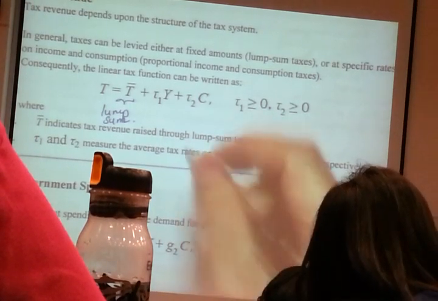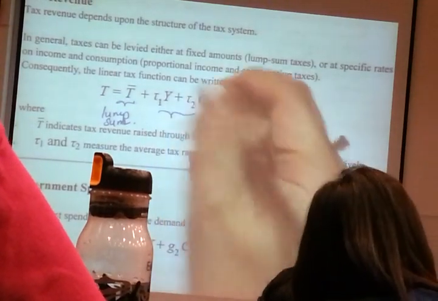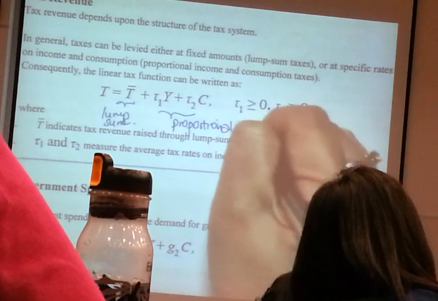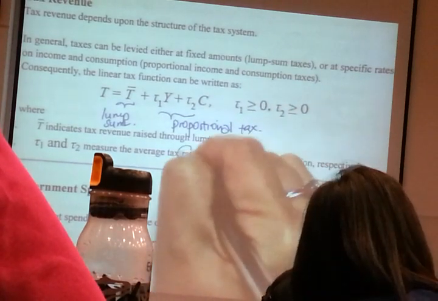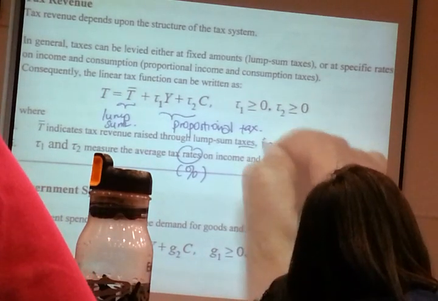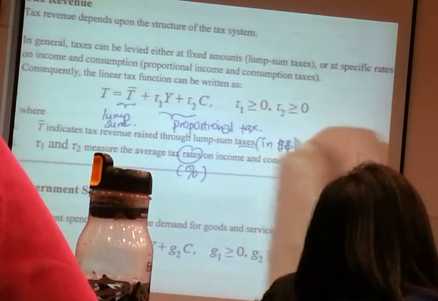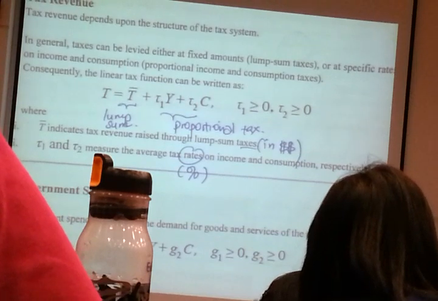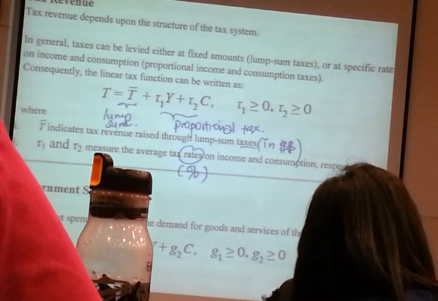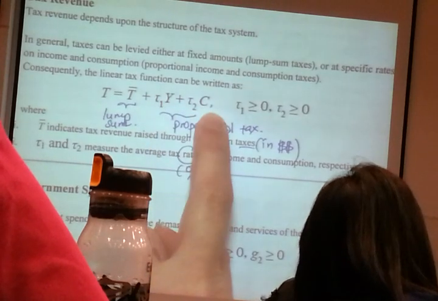Then the second type of tax, T1 and T2, is your proportional tax. And they are tax rates, means they are in percentage. Lump sum is already in dollars and cents, but T1, T2 is in percentage. So they are proportional tax because it varies with your income and your spending.